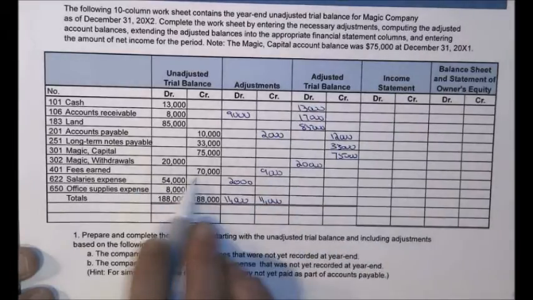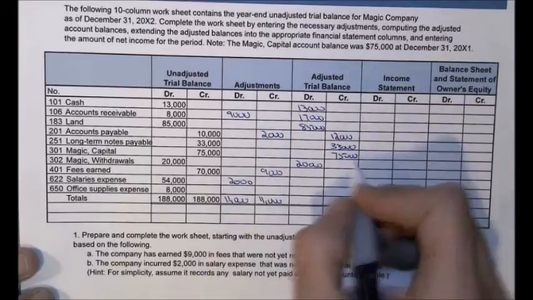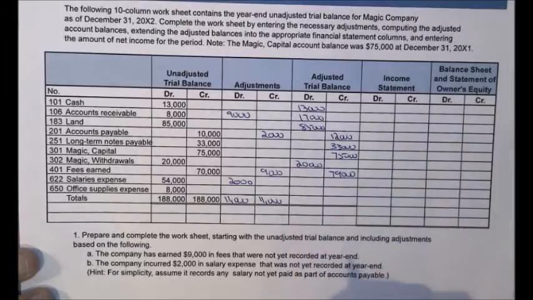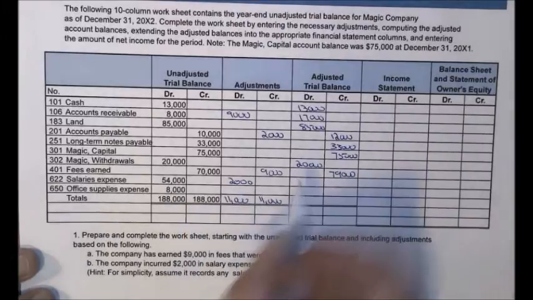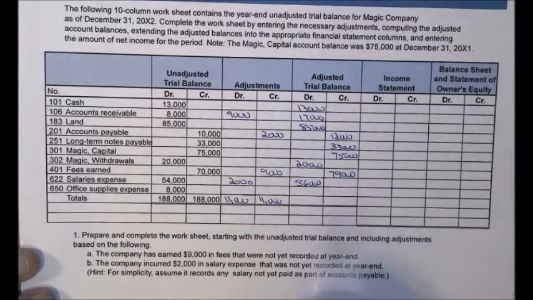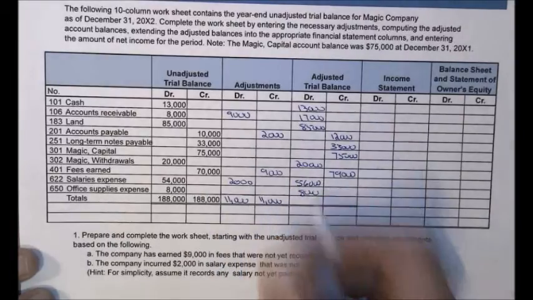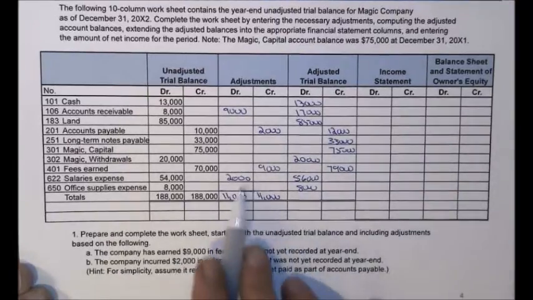Fees earned, $70,000 credit, and I credit $9,000. We're going to add those, so I have a credit balance of $79,000, right? Salary expenses, a debit balance of $54,000 that I debit, so it stays on the debit side, but it is $56,000, right? And we can't forget this $8,000 that comes over. Office supplies, we didn't do anything, so it just comes over as what? As $8,000, right? Now we brought everything over, accounting for the adjustments, right?